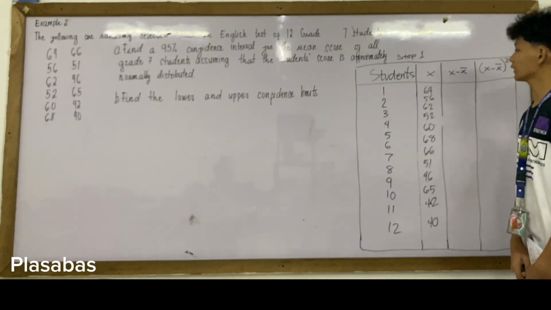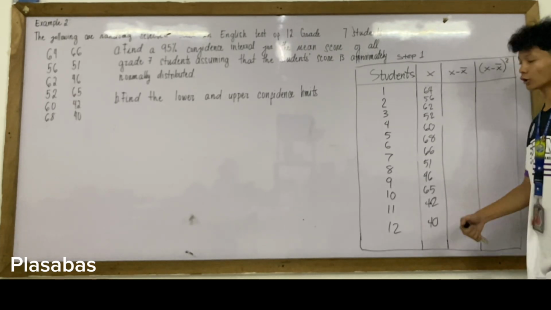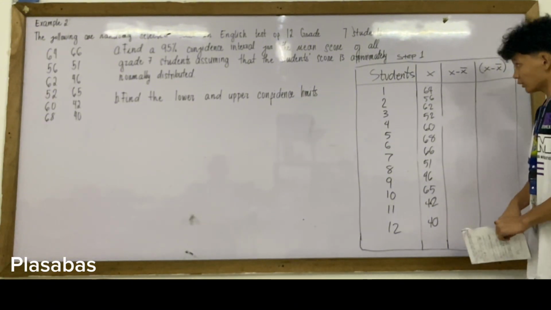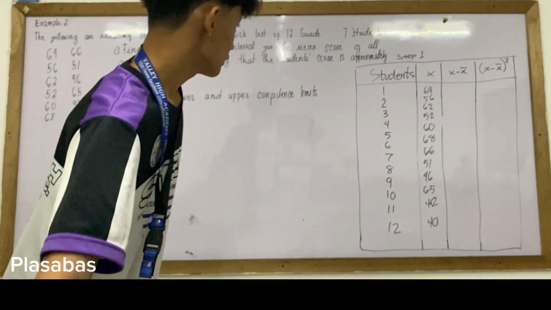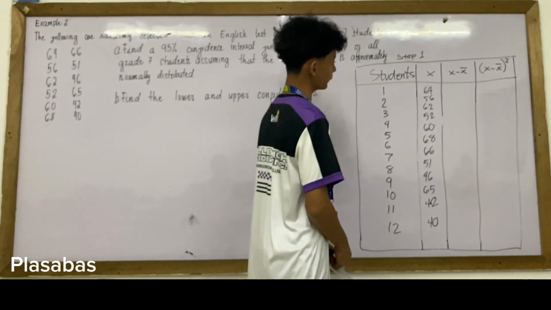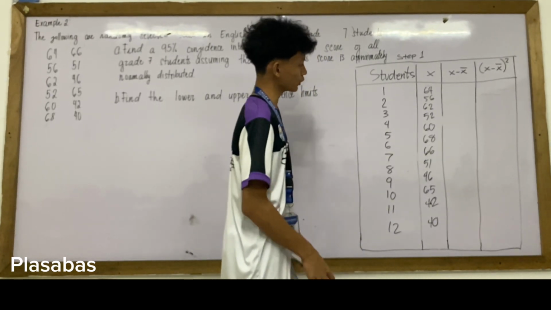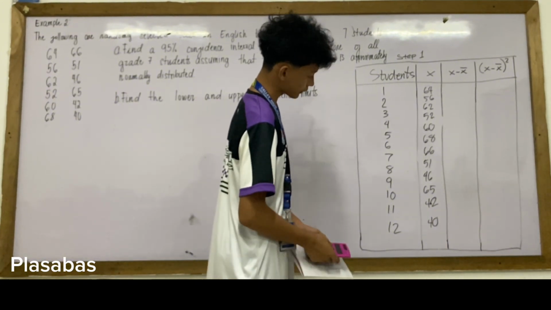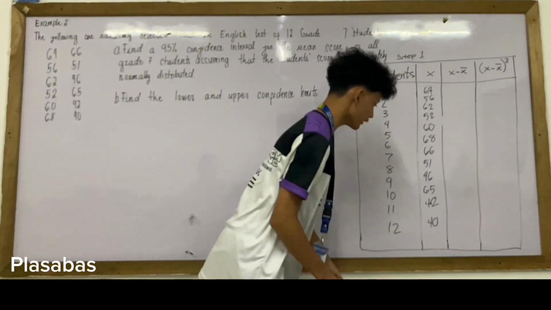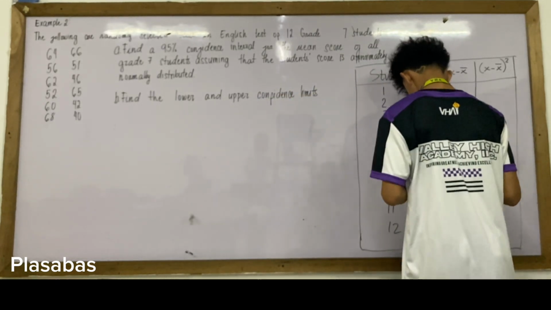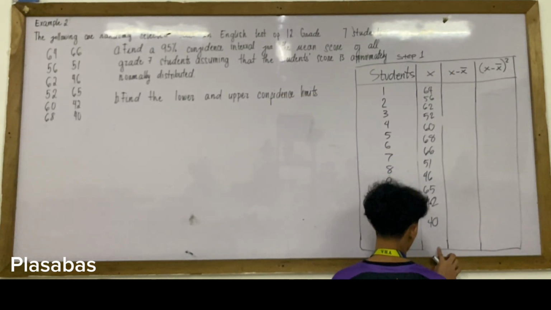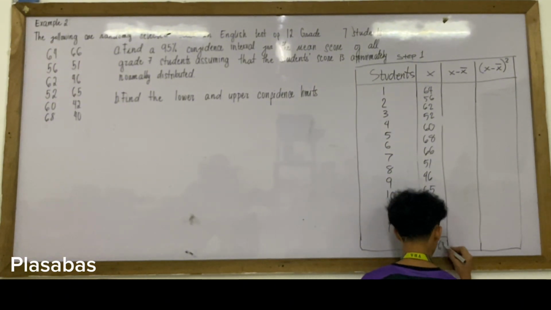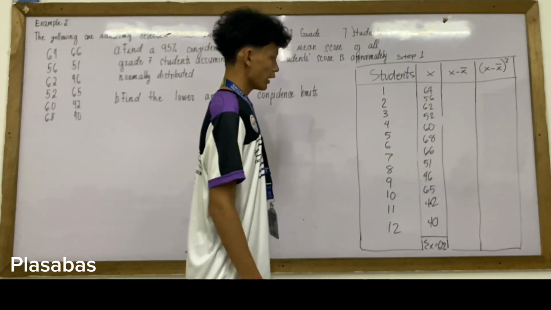So before we proceed to our third column, we need to add it. So the sum of x is 64 plus 56 plus 62 plus 52 plus 60 plus 68 plus 66 plus 51 plus 46 plus 65 plus 42 plus 40, which is equal to the summation of x equals 672.